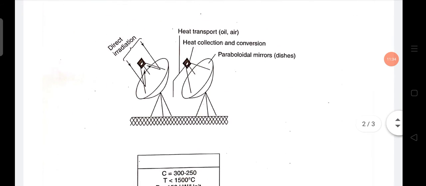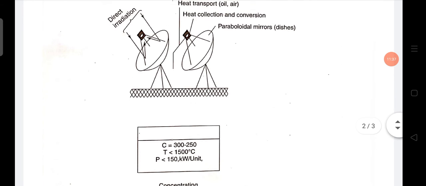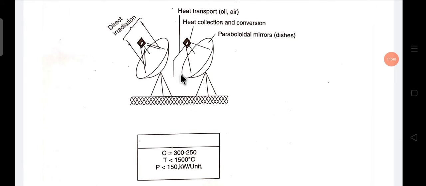And the last one is the concentrating parabolic dish, or paraboloid mirror, okay. Here there is a parabolic shape dish, and a heat absorber is placed at the focusing point of that parabolic dish. The focusing point is here, okay, and at that point one absorber is there. From that absorber, heat transferring oil or air is running.